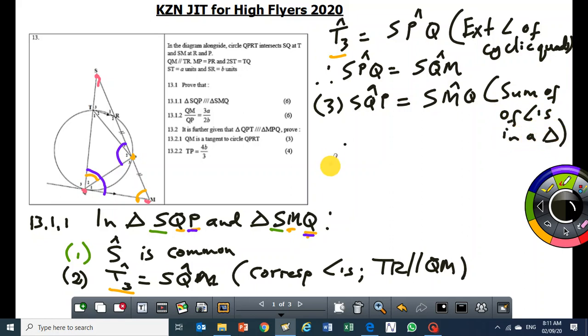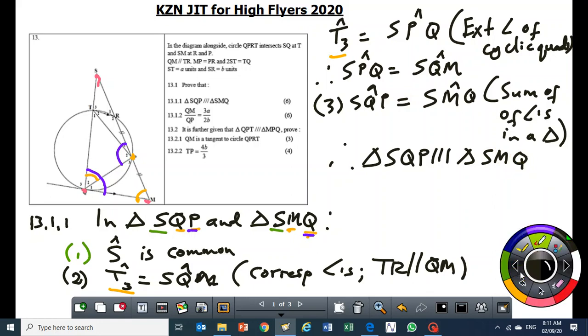Okay, therefore, those two triangles are similar. Triangle SQP is similar to triangle SMQ. Right. When I was marking some of your work, please don't forget to put the reason here, AAA. Okay. Don't forget to put the reason AAA. Okay. And then you're done.